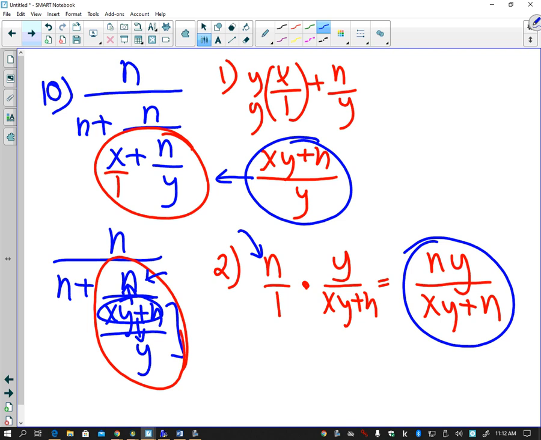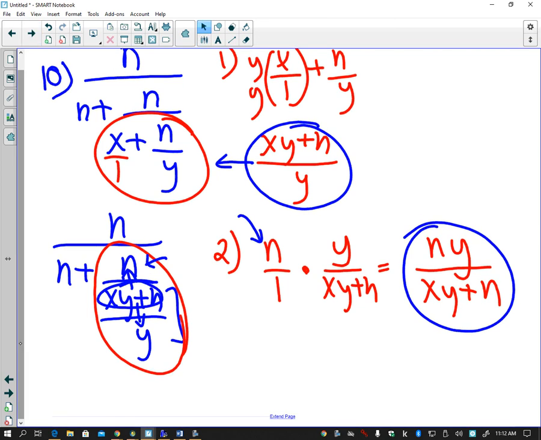You could technically read it that way if you're taking n over xy plus n divided by y. Then I would still have to multiply by the reciprocal, and I would get the same thing. So I read it as n divided by xy plus n over y. Yes, you will have to simplify at the end. If there's a common thing in every term, then we will factor that out.